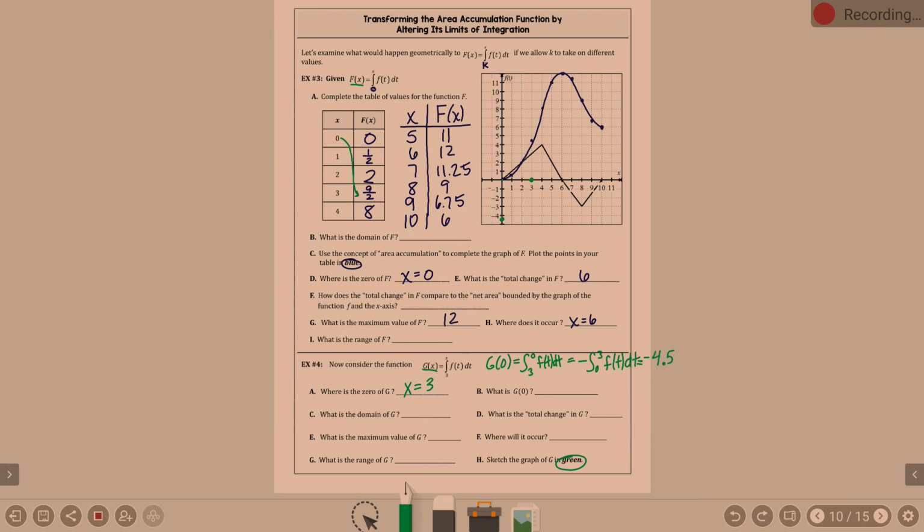We already did b. I guess maybe I wasn't supposed to do b already. What is g of 0? Negative 4.5. I already graphed that, yes. What is the domain of g? Which is 0 to 10 again? Yeah, it's going to be 0 to 10 because we're looking at this graph of f. So 0 less than or equal to x less than or equal to 10.